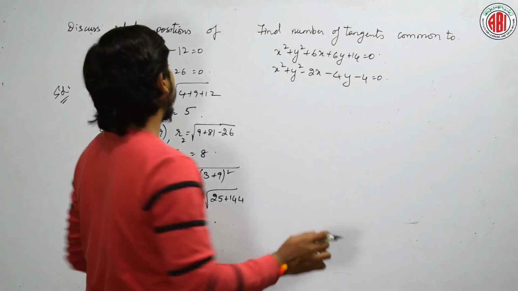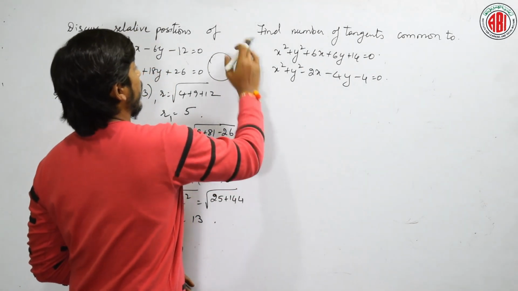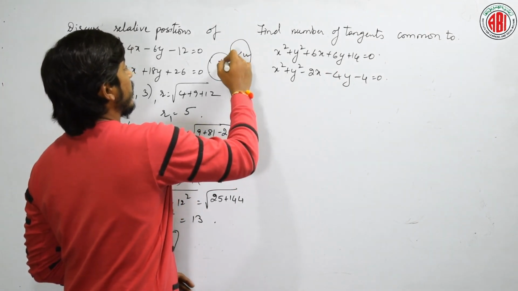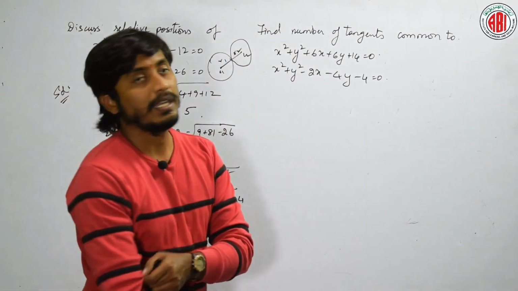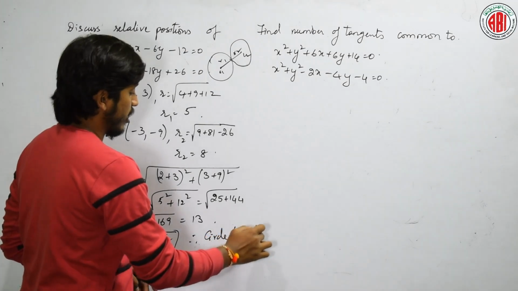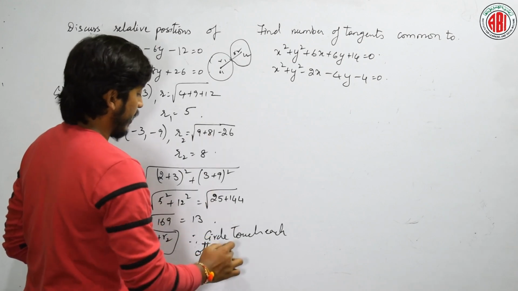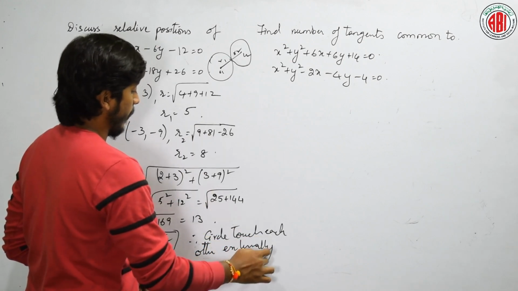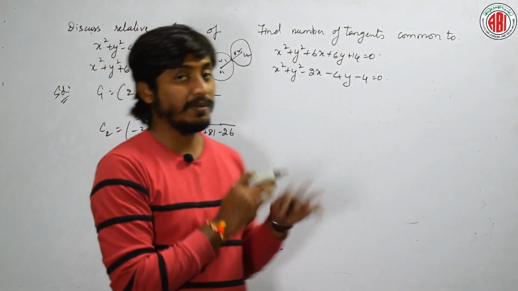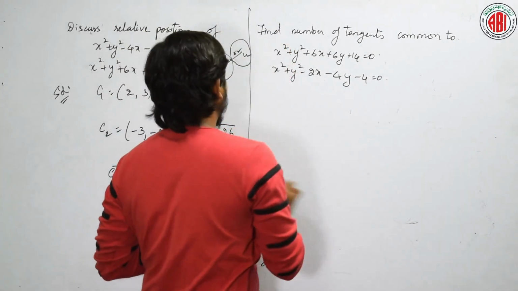What is the condition? It clearly tells that both the circles are touching each other. C1 C2 is equal to R1 plus R2. Clear? So, do the circles touch each other internally or externally? Externally. Is it clear? Do you understand? This is the basis of the problems which we are going to do in the further questions. See here. And the next question.